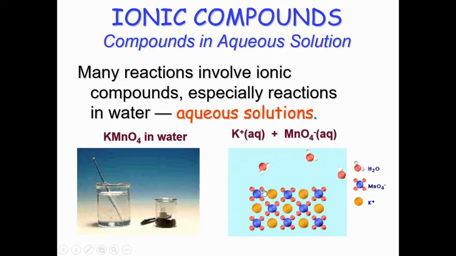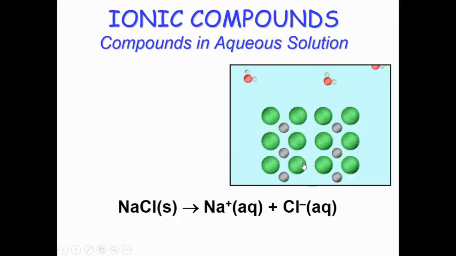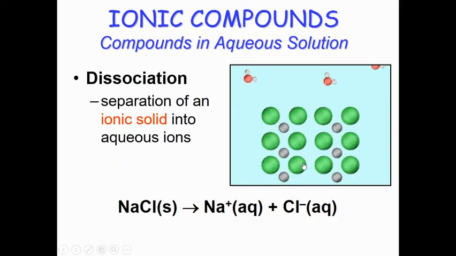K is the yellow, MnO4 is the blue with the red dots. And those water molecules are going to start surrounding these, and get in the middle between these guys and kind of push them apart. And in doing so, now you have K plus available, you have MnO4 minus available. You don't have KMnO4 together because they've been dissolved and solvated. Okay? So that is called dissociation.